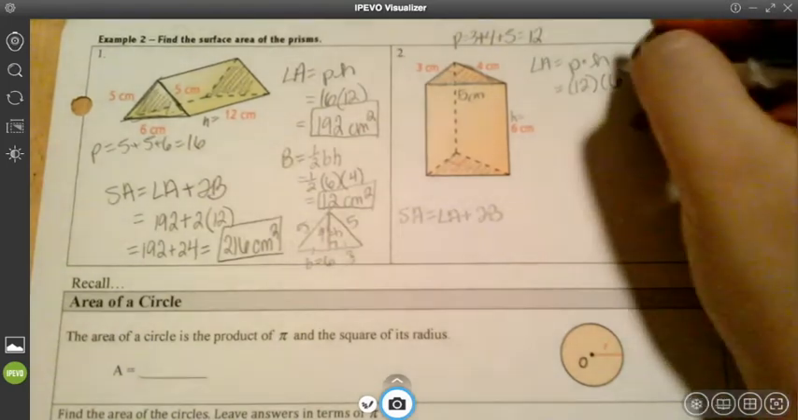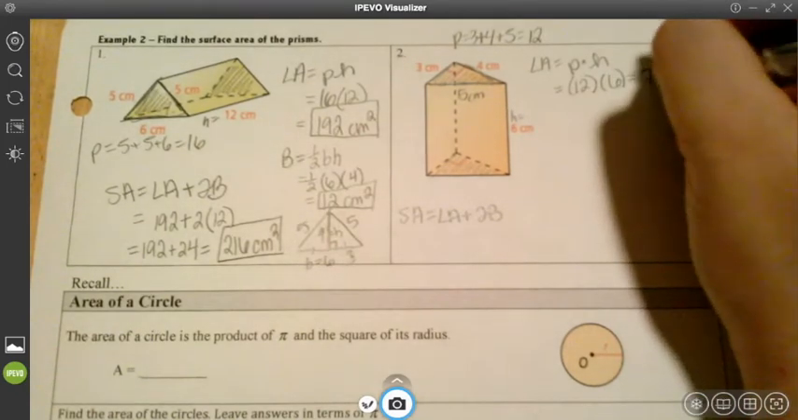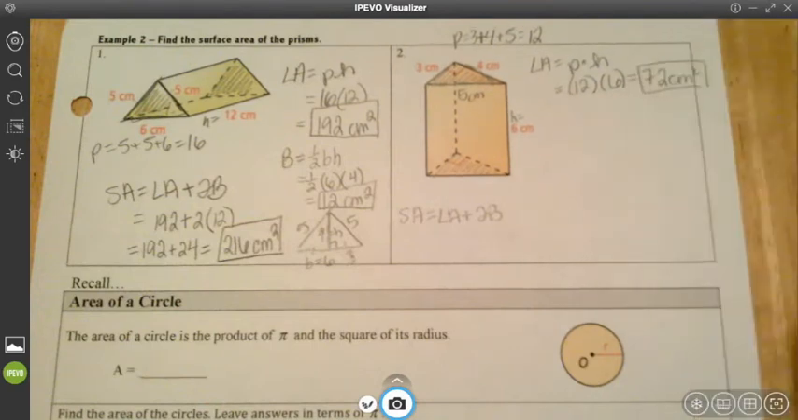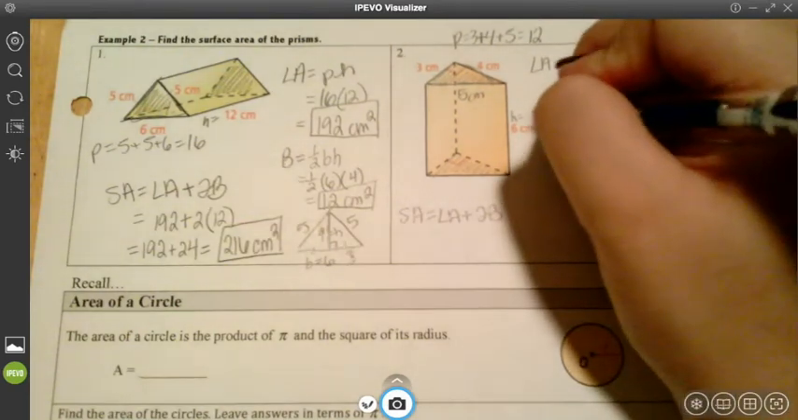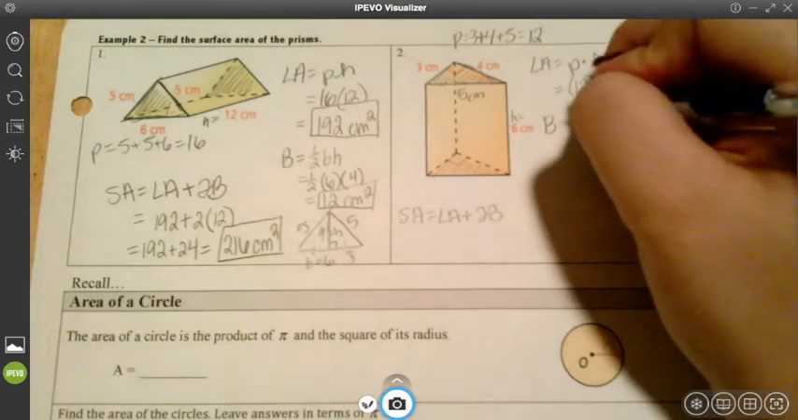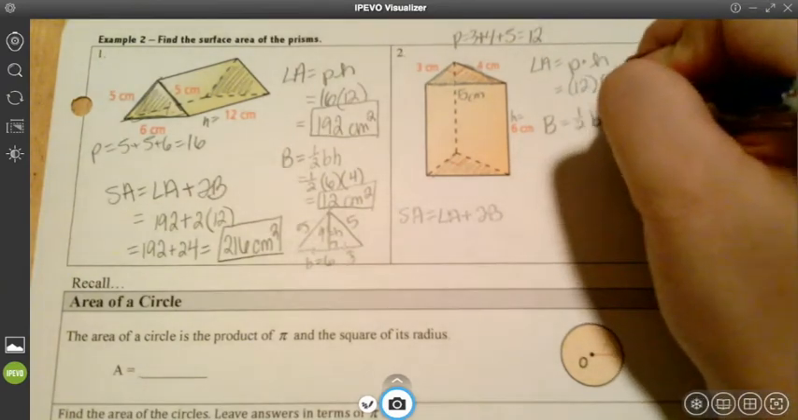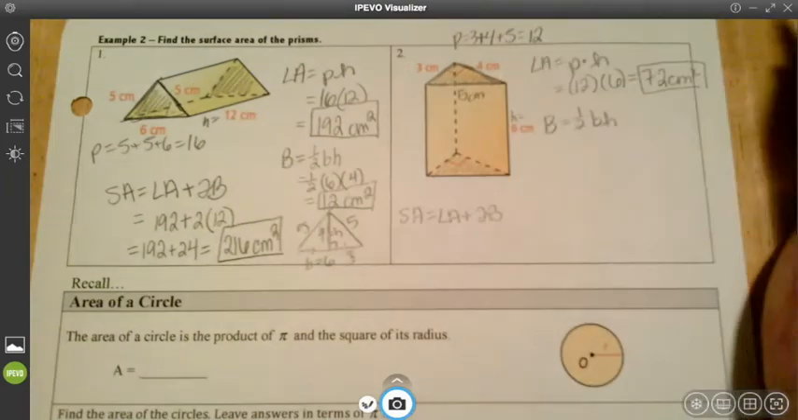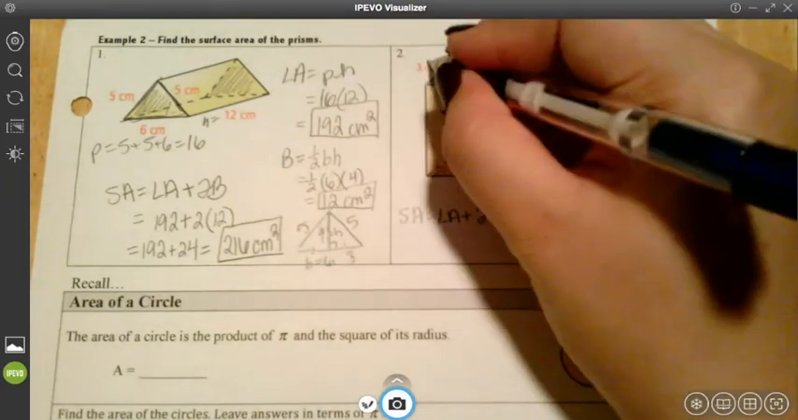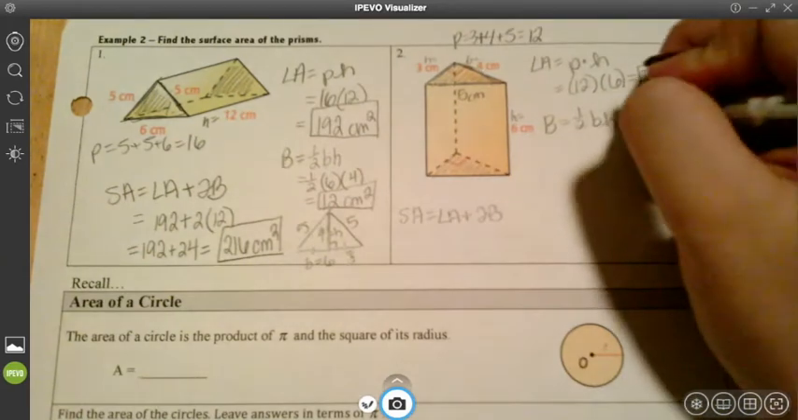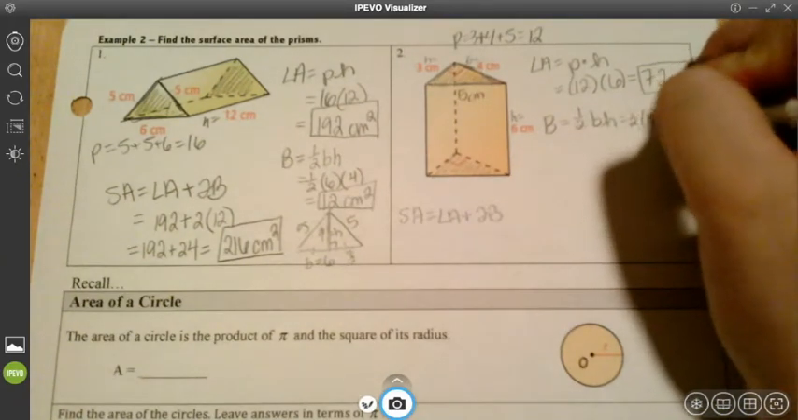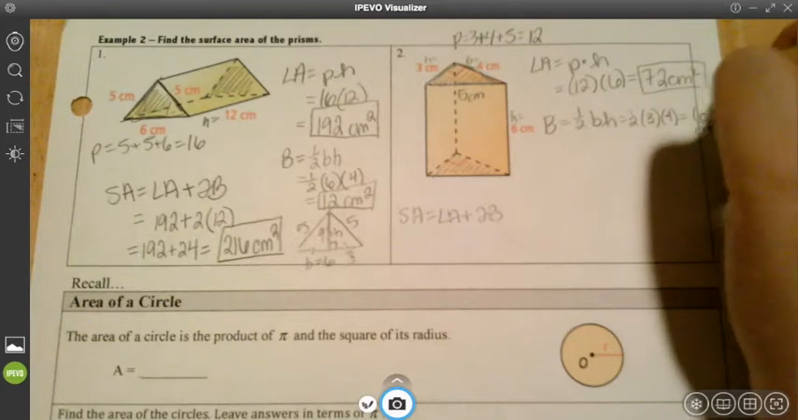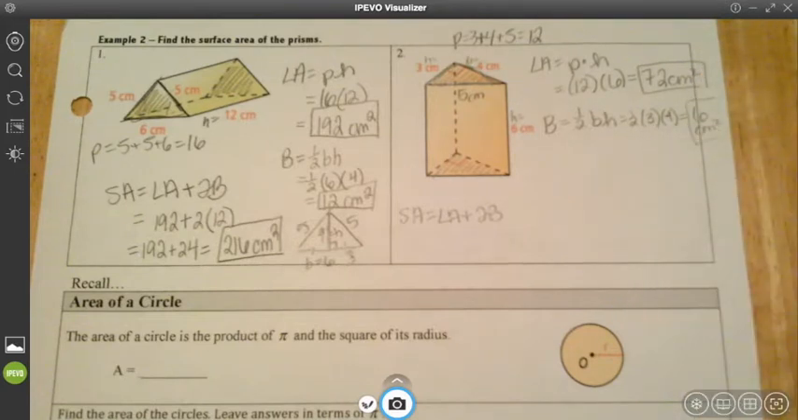And so we have 12 times 6 gives us 72 square centimeters. That is the lateral area. Then we also need a base. 1/2 base of the triangle times height of the triangle. Luckily, we have these two perpendicular distances, so I can call either one the base and the other one the height. So that's 1/2 times 3 times 4 is 6 square centimeters for the base.